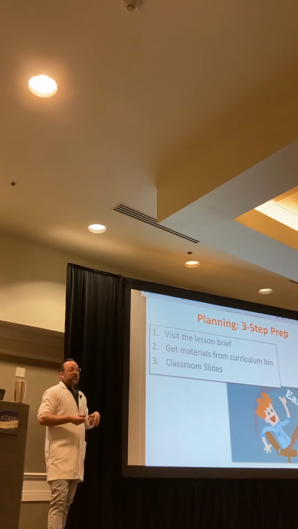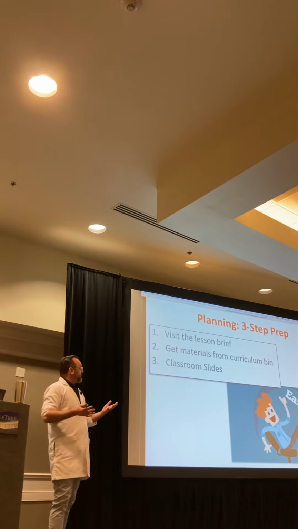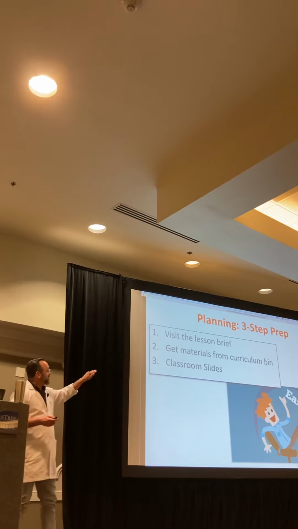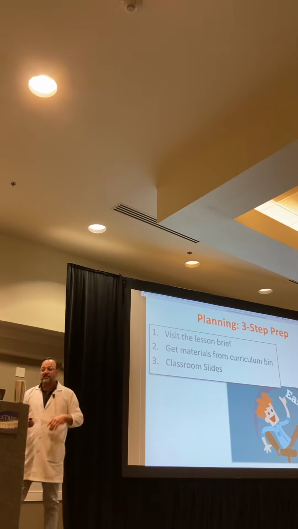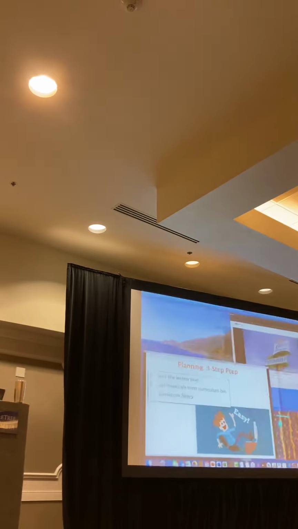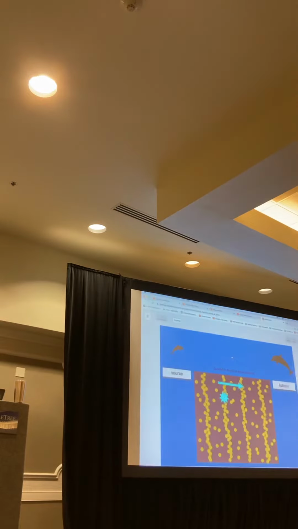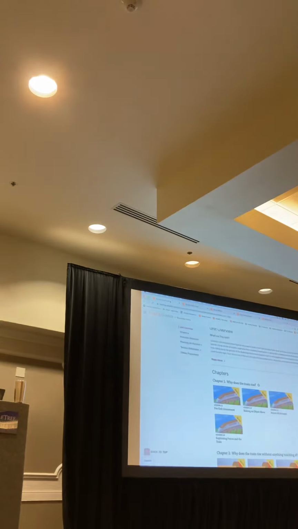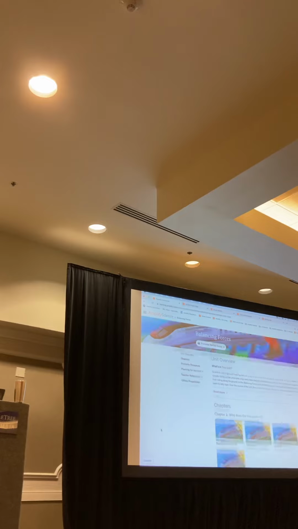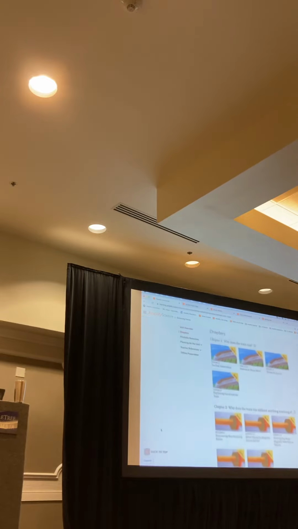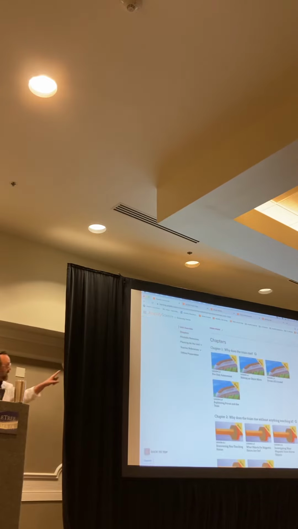So I'm now going to go through a 3-step prep that most teachers will go through in our program. We're going to visit a lesson brief, get our materials out, and access our classroom slides. So I'm going to jump over to my teacher login here. And so here's my unit, balancing forces. I can see all my chapters broken down. I'm going to go into lesson 1.2. Lesson 1.1 is that pre-unit assessment. So I'm going to go right into the first instructional lesson.